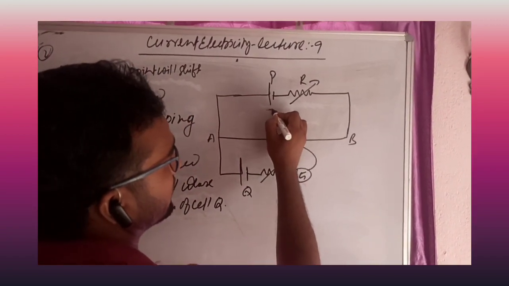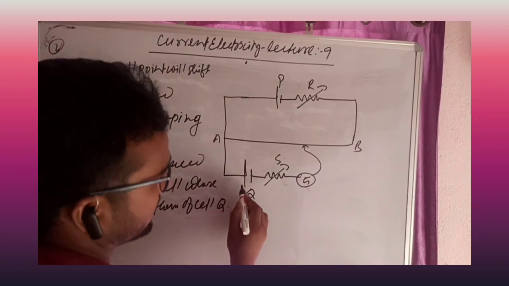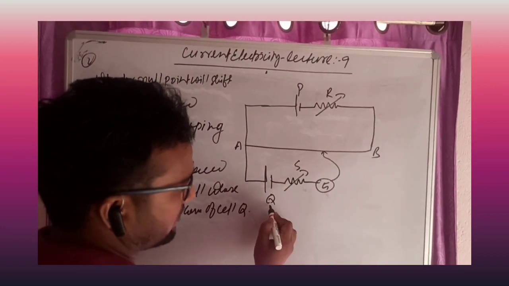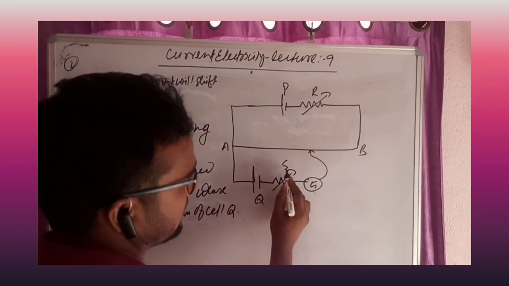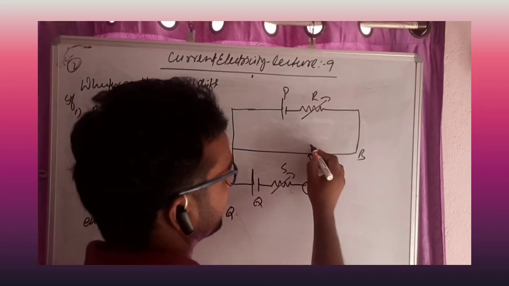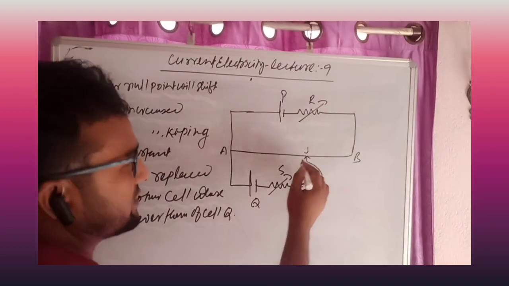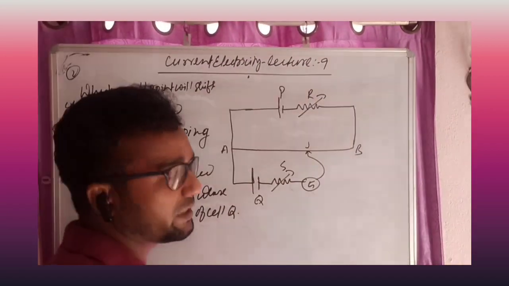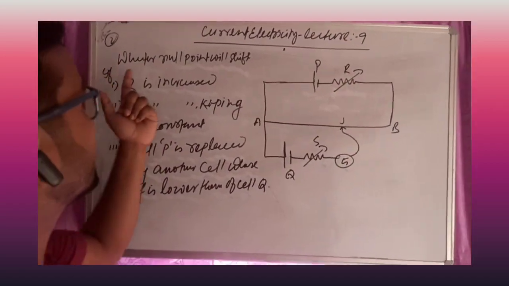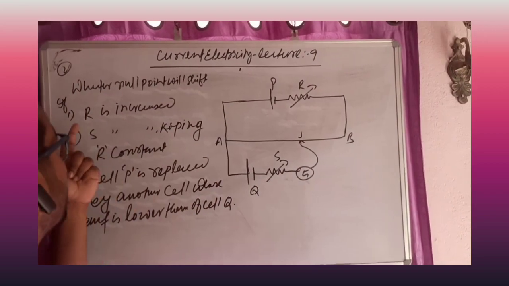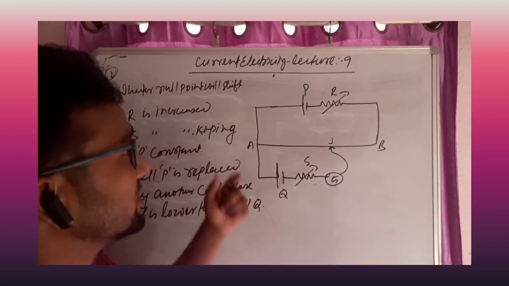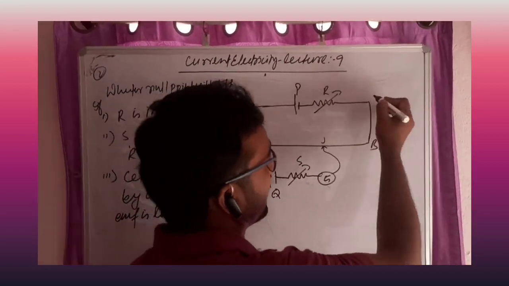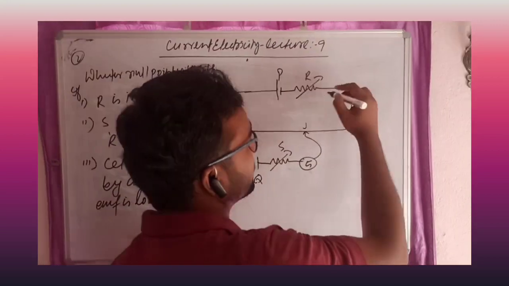In this question we have a primary circuit and the driving cell E, and it is the secondary cell Q, and the resistance S in the galvanometer, and we have a null point J on the potentiometer wire. Now the first question is whether the null point will shift. The condition is when R is increased. When we increase R in this case, then what will happen?